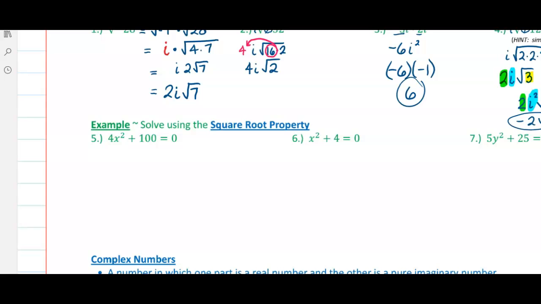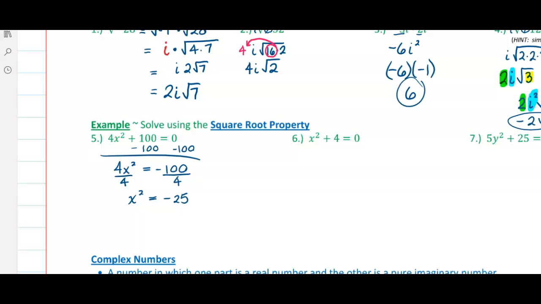This is really helpful because now we can use what we know about negatives under radicals and imaginary numbers to solve quadratics, like example number 5. When we're trying to solve for x, we want to get x by itself. So the first thing I'm going to do is subtract 100 from both sides. 4x squared is negative 100. Then I'll divide by 4. x squared is negative 25.